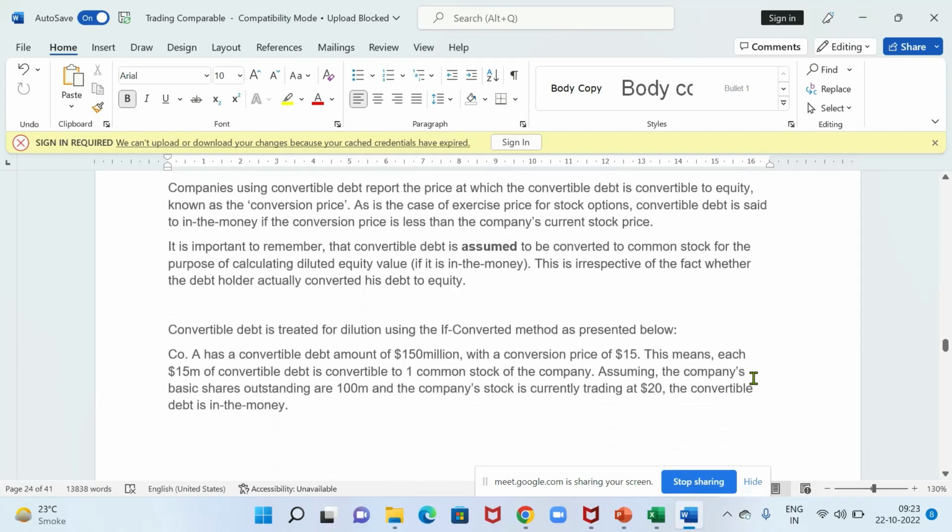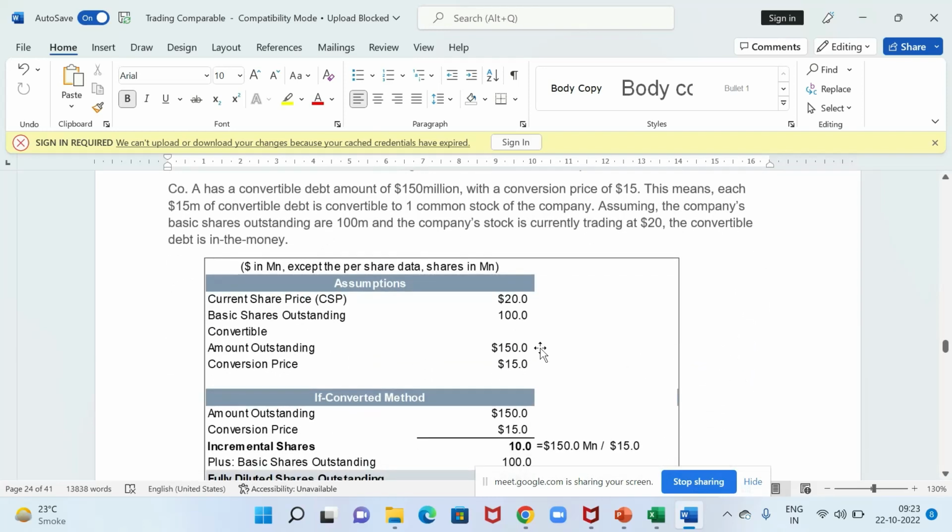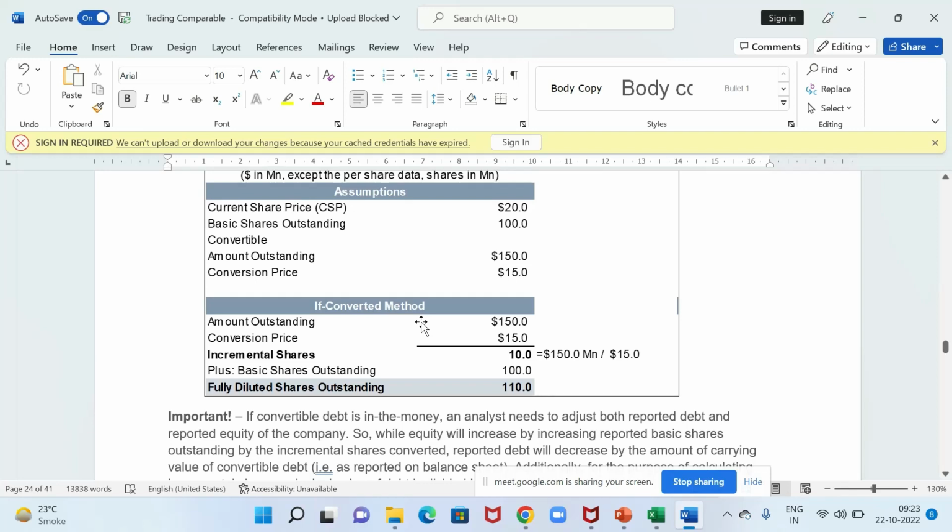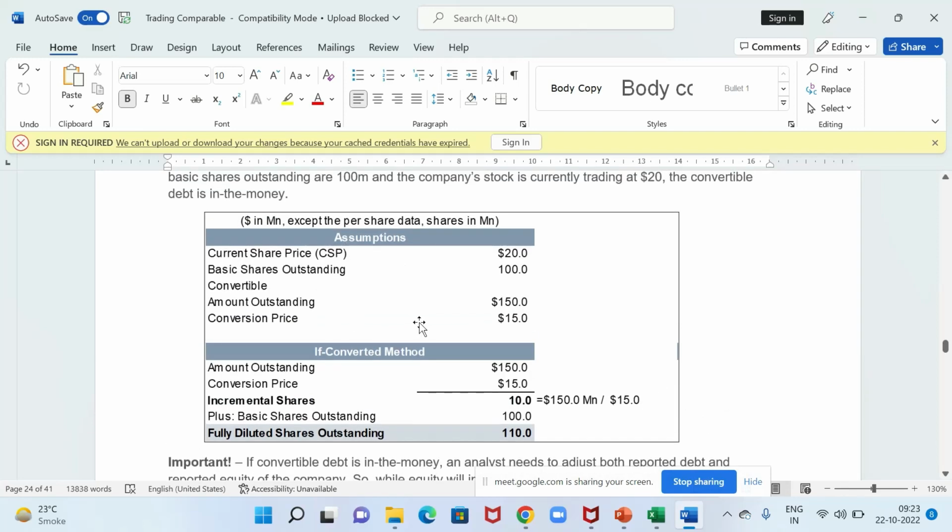Other convertible debt, you want me to repeat? I'll just show you the example of convertible again. We have already covered it. You can just have an eyeball to it. Quickly spend a minute on it and understand what it is.